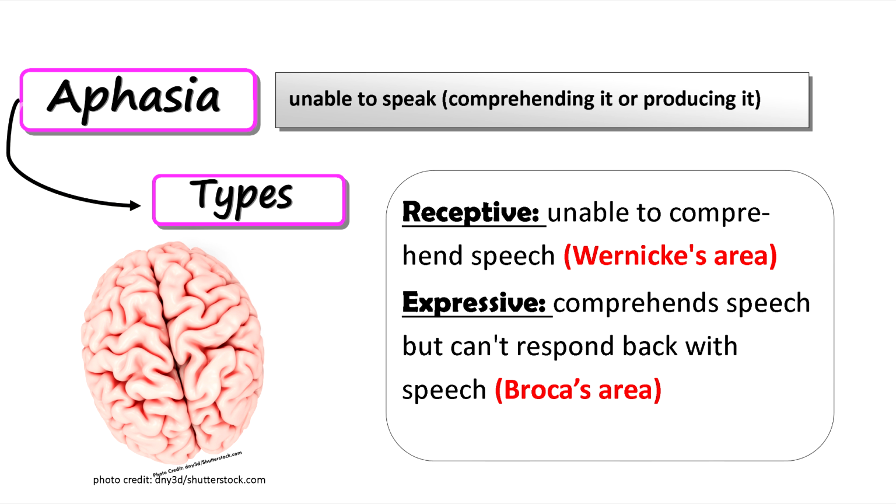They're not really understanding it. Then we have a different type, which is called expressive. And the problem is that they can comprehend what you're saying, but they can't respond back with speech appropriately or even at all, depending on how severe it is. And the area in the brain that's affected with this, leading to expressive aphasia, is called Broca's area.